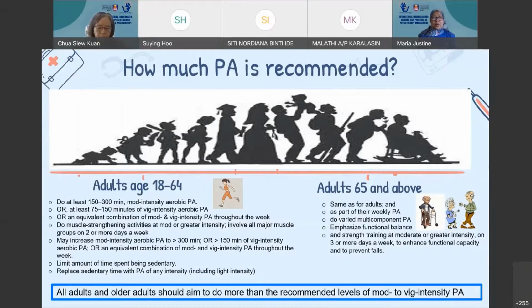However, for older adults, because of the aging process and changes in the physiological system, they also have to practice multi-component exercises. Besides aerobic and strengthening exercises, you also have to include balance training and flexibility training in the exercise prescription, because for older adults we need to enhance their functional capacity and prevent falls, because these declines are very synonymous with the normal aging process.